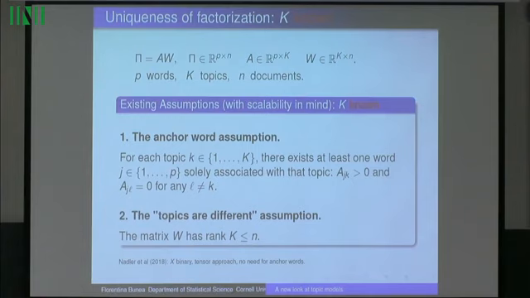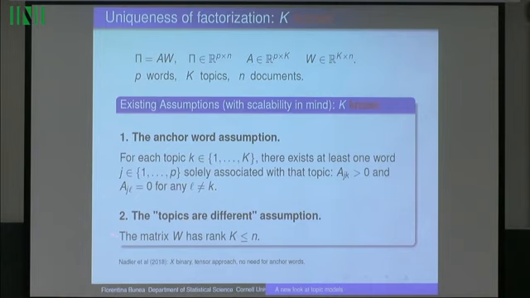The anchor word assumption says that for each topic, there exists at least one word solely associated with that topic. So for instance, if the topic is Bayesian literature, then I believe that the word posterior is only associated with Bayesian. We can debate this fact, but I think we can agree that although it may not hold exactly, it will hold approximately. You see the word posterior in a Bayesian type paper much more frequently than not. All right, so that's that.